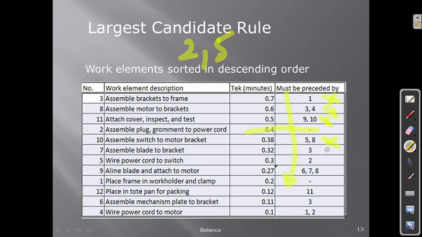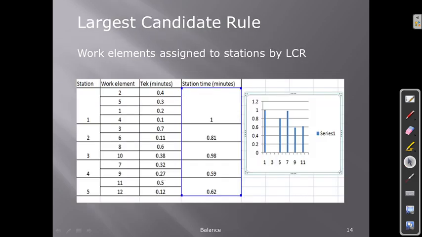Work element 3 finished? No. These we have already taken, so just leave it. 6, 7, 8. The other thing is we didn't take this 2. This work element 1 we didn't take. So now we'll take work element number 1 with a TEK of 0.2 minutes. This is the third one we will take. So 0.4, 0.3, 0.2, and see how long we will take this as station 1.